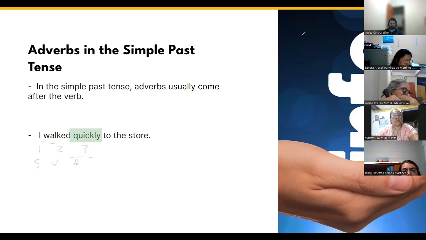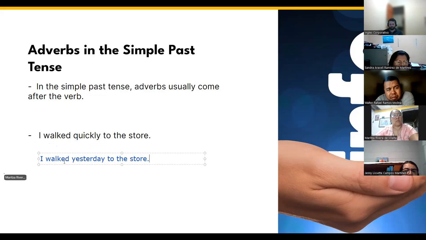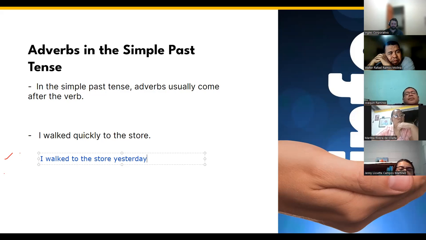All right? So that's usually how you say it, right? So that's how you use it in simple past. But it depends on the type of adverb too, right? Can I say this? I walked yesterday to the store. Yes. Then I walked, right? I walked to the store yesterday. So you have to take care of the type of adverb. Or you can say yesterday, comma, I walked to the store. All right? So you gotta be careful with that.